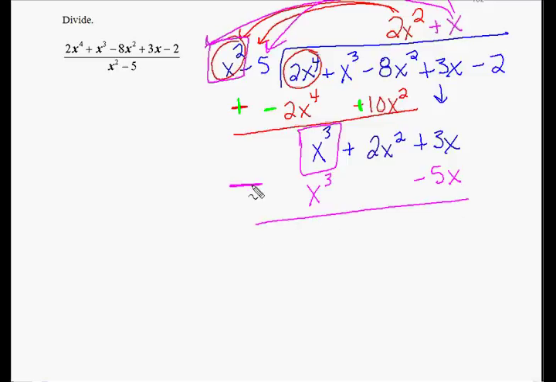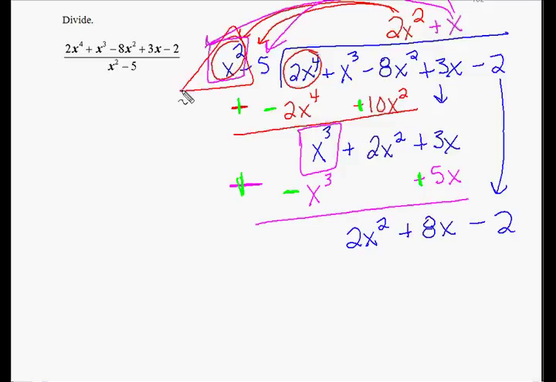Again, this is long division, so we're subtracting. So we really want to change it to adding the opposite of what follows, which will give us a positive 8x. 2x squared plus nothing is still a positive 2x squared. And as required, x cubed plus a negative x cubed has been eliminated. We must make sure that we eliminate the first term every single time we do long division. So I'm bringing down that last term.